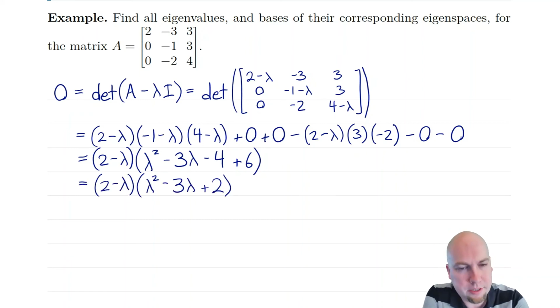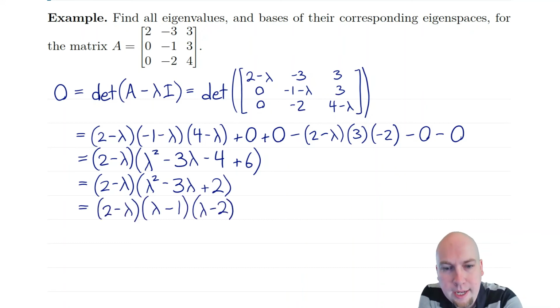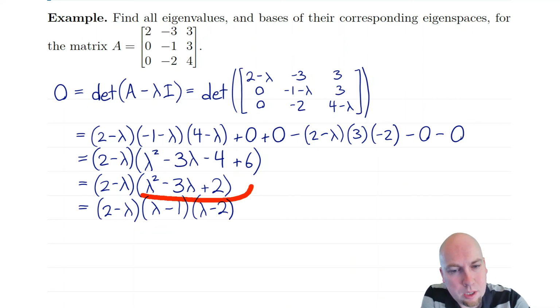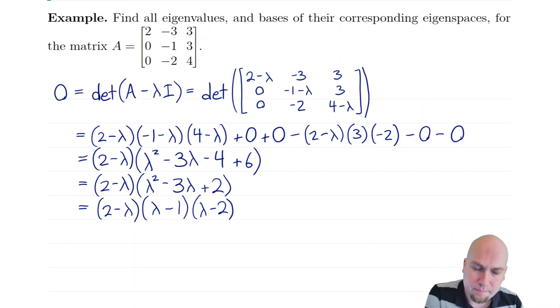Okay, so first thing I'm going to do, just combine these two constant terms here. Minus 4 plus 6 is 2. And then you factor that. 2 minus lambda is still just out in front from before. And then this quadratic factors as lambda minus 1 times lambda minus 2. All right, good. So now I know what the roots of this polynomial are, so I know what the eigenvalues of this matrix are. They're 2 and 1, and then 2 again.